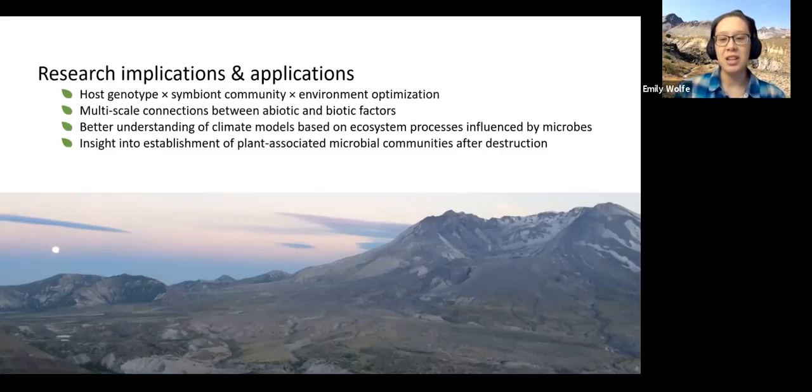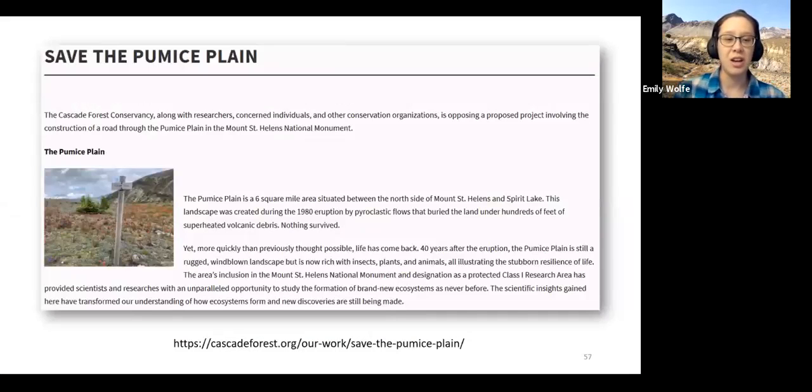And so the last thing I'd like to include here, I don't know if people are aware of this, I took this from the Cascade Forest Conservancy site. Basically, the Forest Service has been proposing for a couple years now to build a road across the pumice plain. And you can go check this out on their website. They've got lots of great information. But it's such a beautiful place, and it is not a great idea to put this road there.